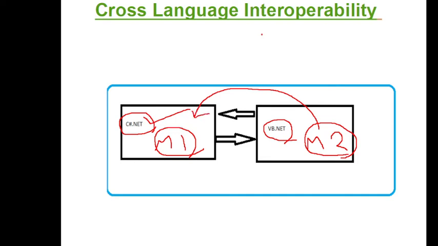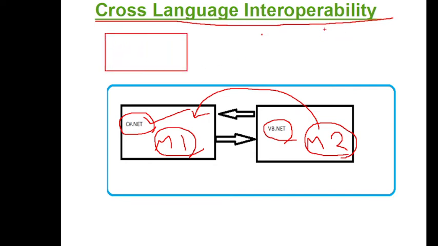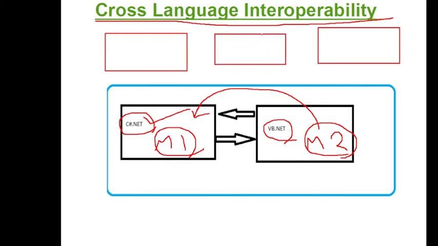But we know VB.NET and C#.NET have different syntaxes, so if I call this, it shouldn't work, right? But if you see the line cross-language interoperability here, the facility .NET provides is that between C#.NET and VB.NET there is an intermediate part, which is nothing but the IL.